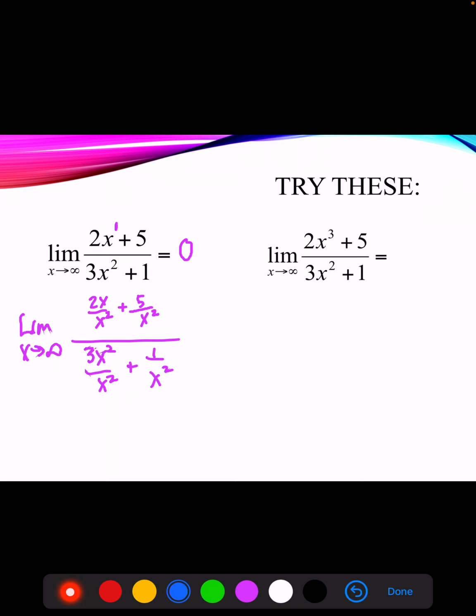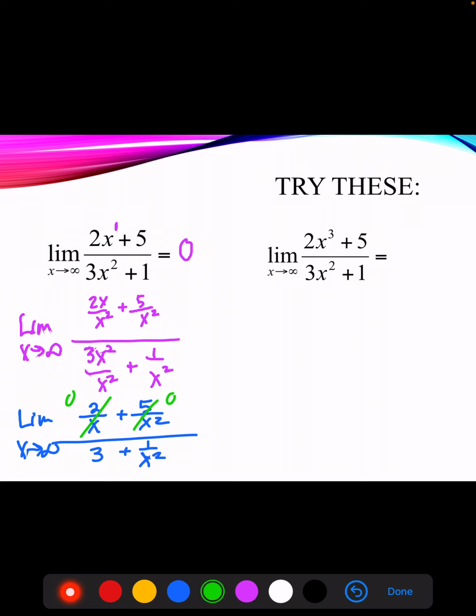So what happens here? Let's simplify. I get 2 over x plus 5 over x squared. Denominator is 3 plus 1 over x squared. Limit as x approaches infinity. So let's determine, this is 0. This is 0. 0 plus 0, obviously, I get 0 in my numerator. I get 0 here over 3. Check.